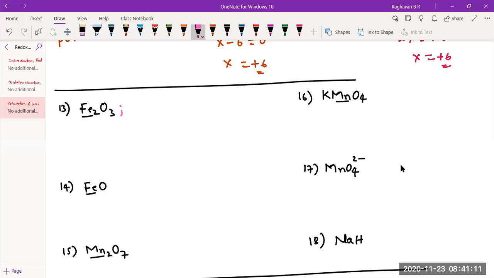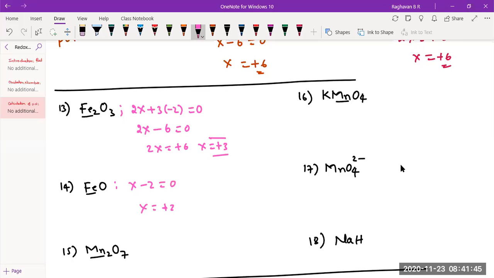What is the oxidation state of iron in Fe2O3? Plus 3, sir. Okay, 2x plus 3 into minus 2 is equal to 0, neutral molecule. So 2x minus 6 is equal to 0. Fine. Oxidation state of iron in this? Plus 2.